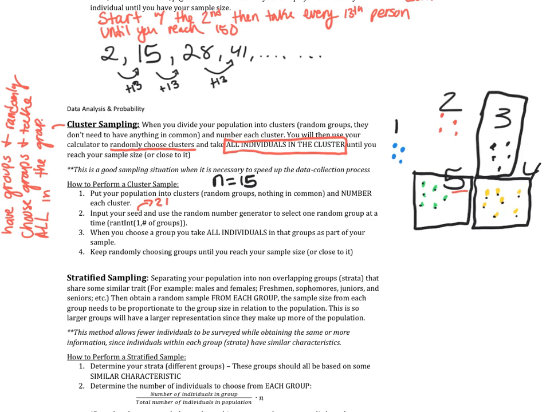Okay, and so now all these individuals, the yellow dots, all the green dots, all the black dots, all of those are going to be part of our sample. So sample is all of groups 3, 4, and 5. Okay, so cluster, you randomly have your groups, and then you randomly pick groups and choose everybody from each of your chosen groups.